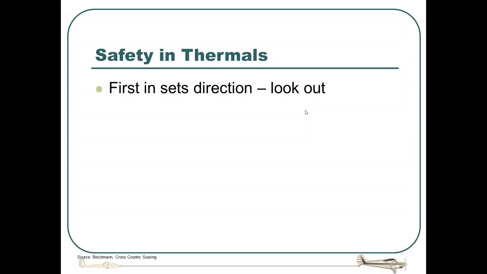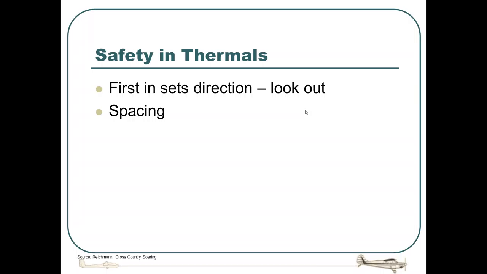A little bit about safety in thermals. The first glider that goes into the thermal decides to turn in whichever direction it wants to, although it should try and turn counter to the direction in which the thermal itself is rotating for better lift. But that first glider sets the direction of the thermal. So if you're coming into another thermal, join and follow the same direction, either left-hand turn or right-hand turn. Look out underneath a good cloud. There's bound to be another glider there.